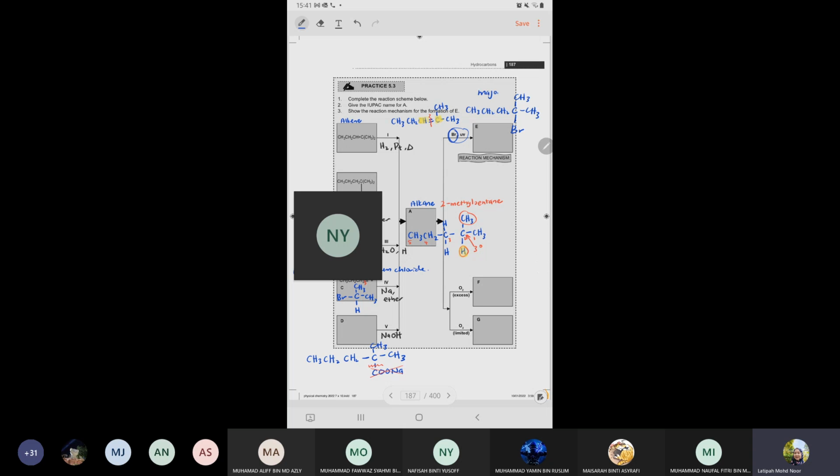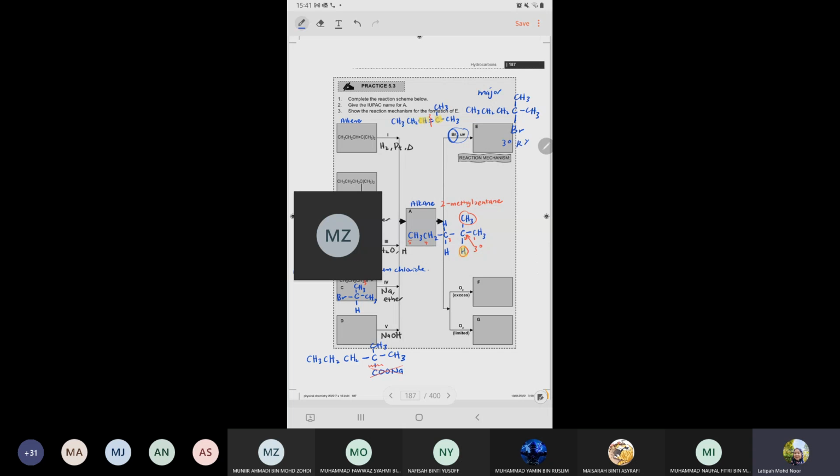Okay, why this is a major product? Kalau soalan tanya, why this is a major product? Because most stable. Yes, it is the most stable haloalkane that can be formed. Okay. What is the class of this haloalkane? It is a tertiary haloalkane.